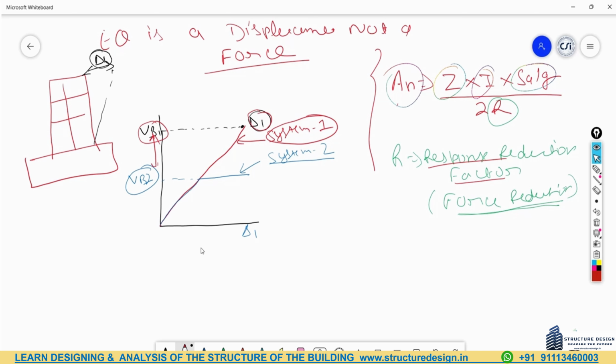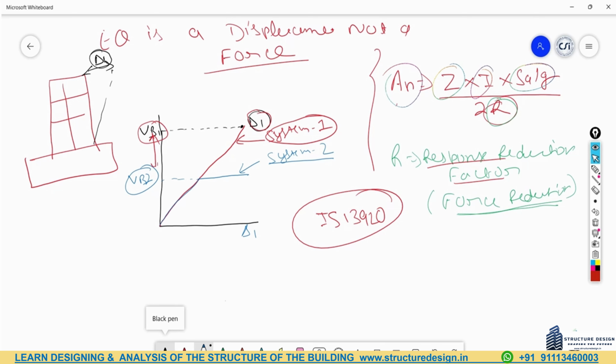But the important thing here is that when you are using more ductility in your building, you have to detail that building by following the codal provisions of IS 13920. This code is made for detailing purposes for a special seismic moment resisting frame. If you want to give more ductility in your building, you have to follow this particular code for detailing.